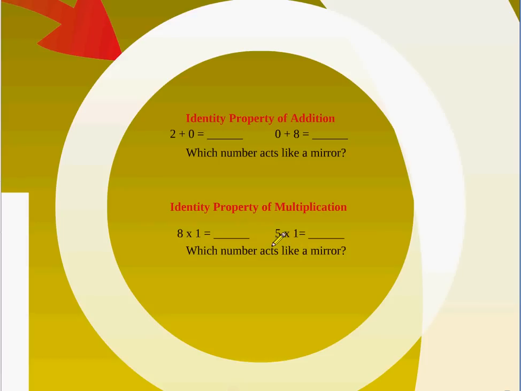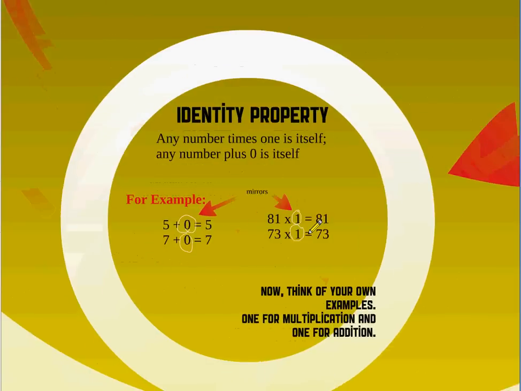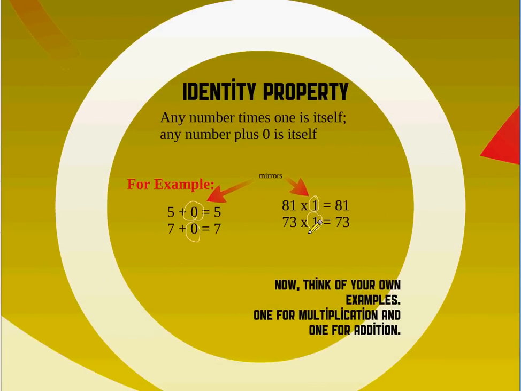So here, which number is acting like a mirror? It's the number 1 that's acting like the mirror, right? So for addition, the 0 acts like the mirror. And for multiplication, the 1 acts like the mirror. You have to keep that in mind. Okay, get that definition down. And there's going to be 2 different definitions. For multiplication, it's any number times 1 is itself. And for addition, it's any number plus 0 is itself.